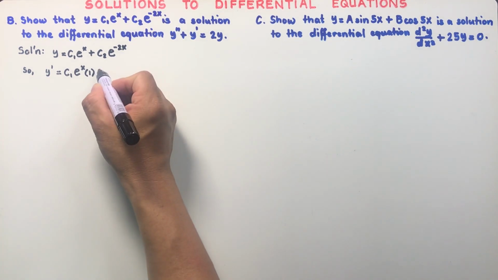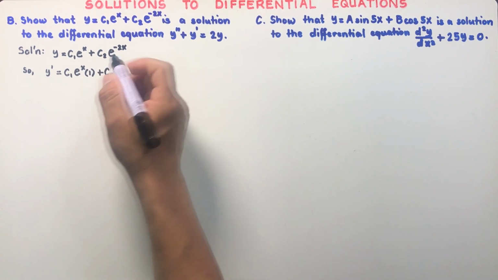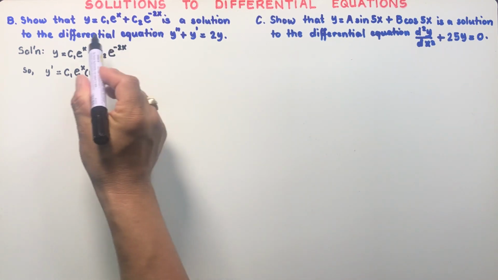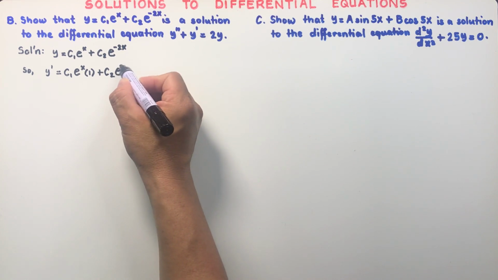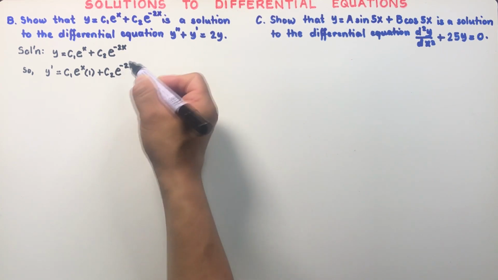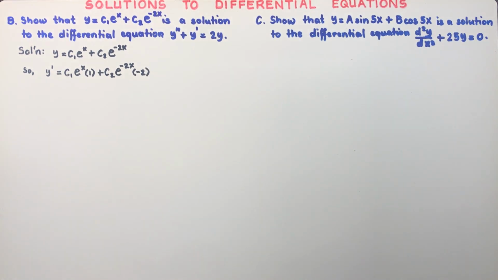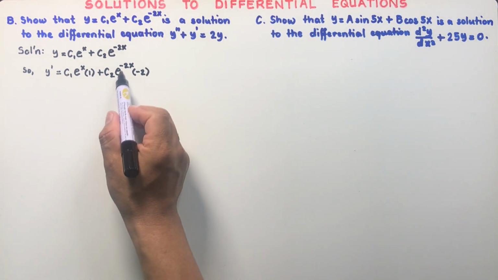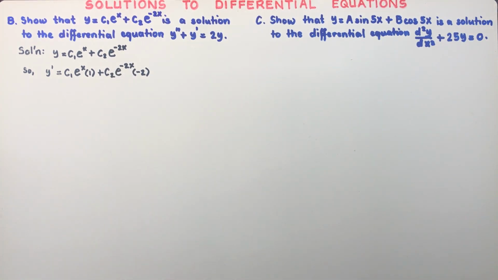And this is added to c sub 2, because c sub 2 is an arbitrary constant in this function, times e to the negative 2x times negative 2, because by the chain rule, we need to multiply e to the negative 2x by the derivative of the exponent, which is negative 2.